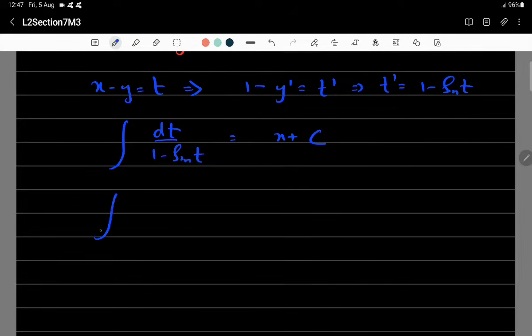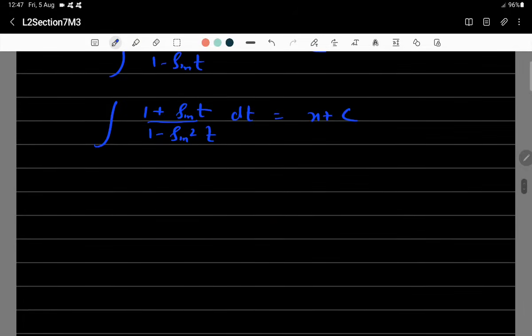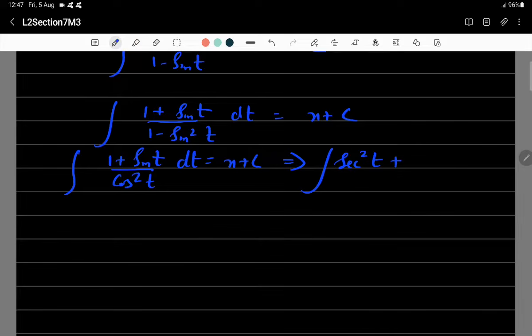So we rationalize it. It means we multiply and divide by 1 plus sin t. So this becomes 1 plus sin t, and the denominator becomes 1 minus sin square t, which is cos square t, and the right hand side is x plus c. So this becomes integration of 1 plus sin t divided by cos square t dt equals x plus c, which is the same as integration of 1 by cos square t, which is sec square t, plus sin t by cos t times 1 by cos t, which becomes tan t sec t, and you have to use dt on both the sides.